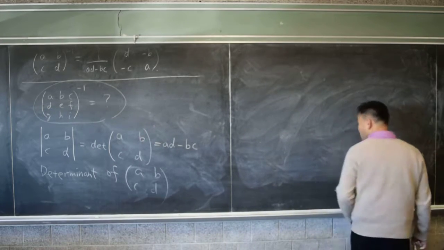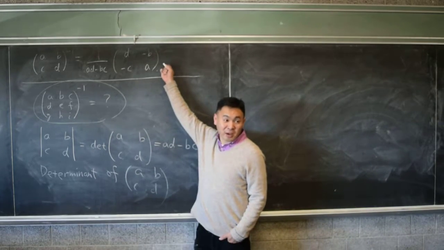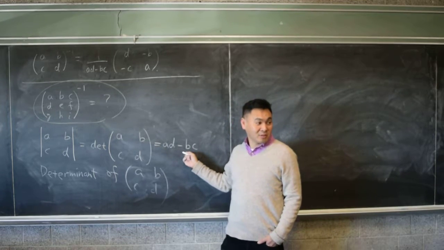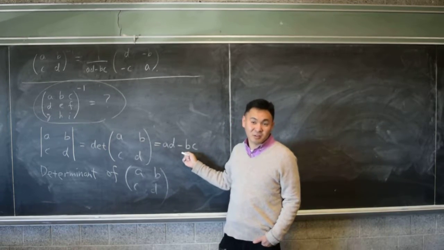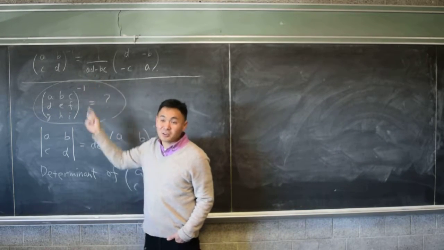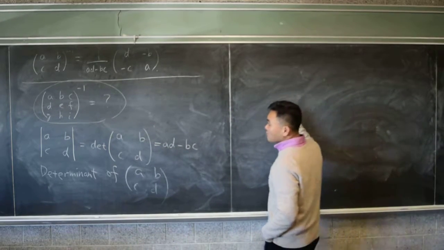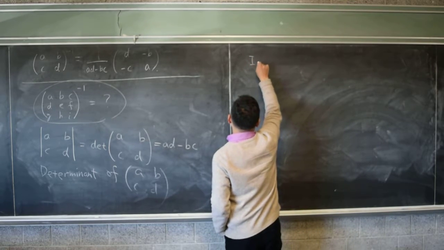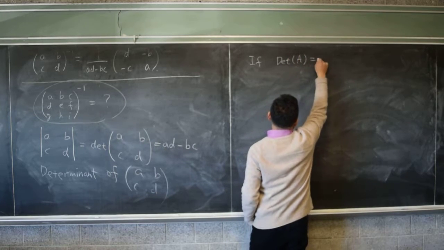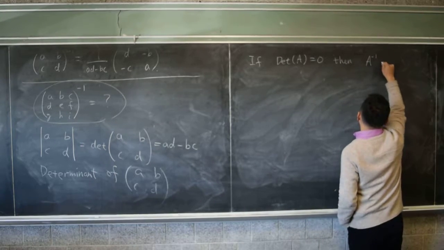Now, why is it called determinant? What does it determine? Well, it determines whether this inverse exists or not. Why? Because what if AD minus BC is 0? What happens? You're dividing by 0. That means it's undefined. The inverse matrix is undefined. Right? So we have an important thing here. If the determinant of A is 0, then A inverse does not exist.